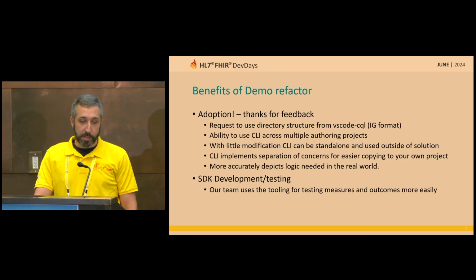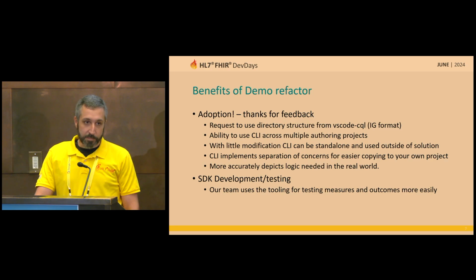And a lot of this was thanks to maybe some of you in the room, feedback from people that use the SDK, potential customers, things like that. So we really appreciate that. The request for use of the directory structure from VS Code was one of those. The ability to use the CLI across multiple projects without having strict dependencies was one of them. And here's a few others. We got questions about how do I use this in this way or in that way. And so we try to add those types of things.